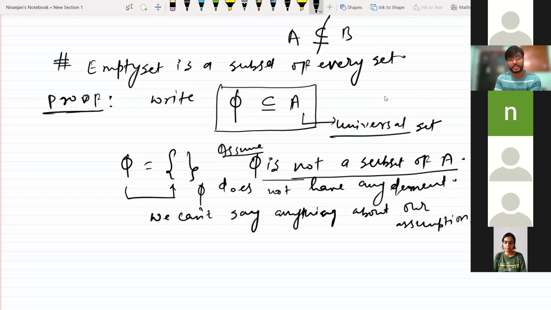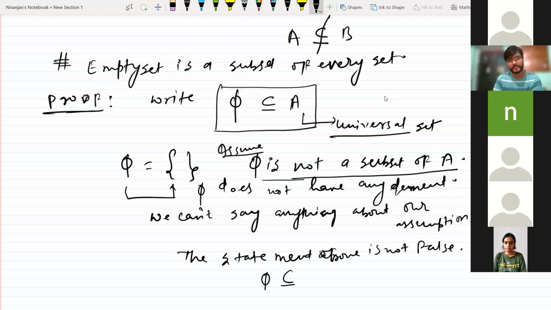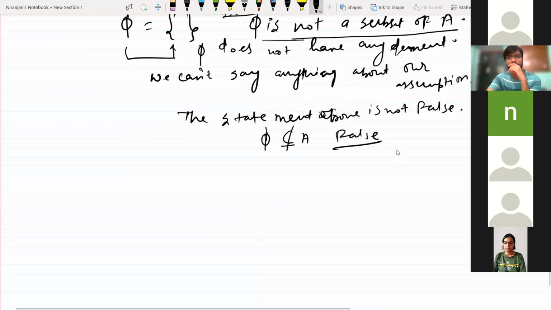So if you cannot say anything about a statement, that implies that the statement is not true. Which statement is not true? Phi is not a subset of A. That statement is false, right?